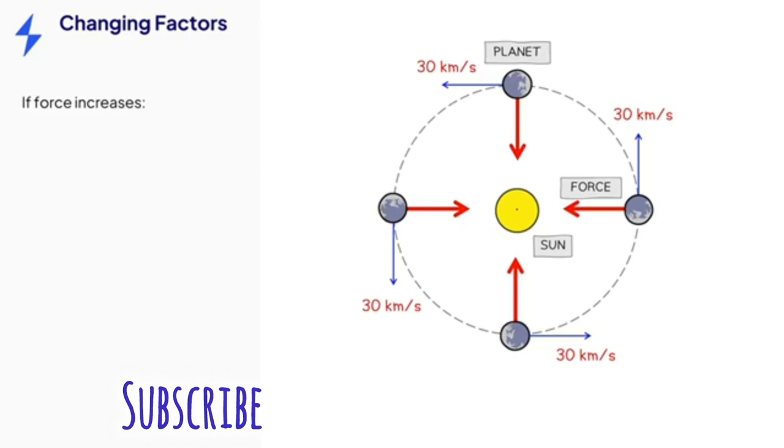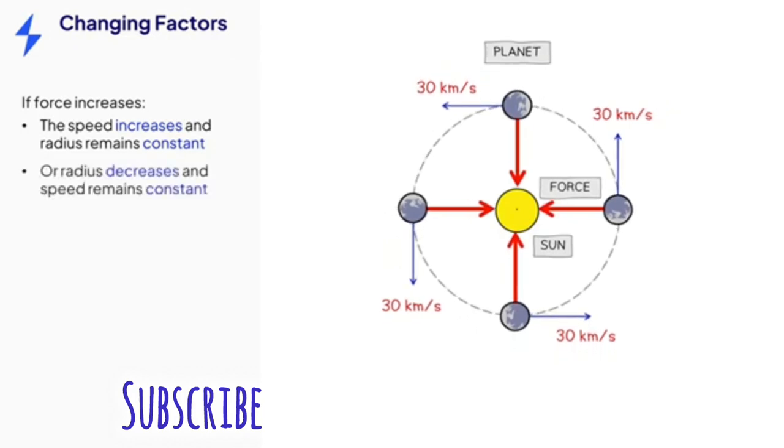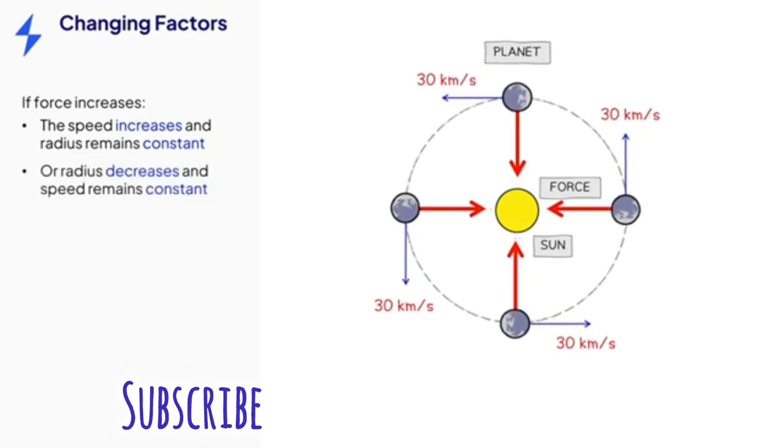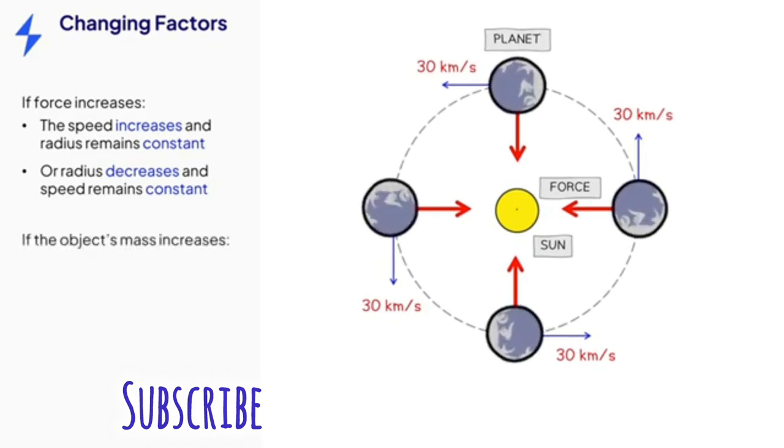You need to be familiar with how changing variables affects others in circular motion. If the centripetal force increases in size for an object with constant mass, the object's speed may increase while radius stays the same. Or, if we go back to our original setup and the force increases, then the radius of the circular path will decrease when speed remains constant. Going back to our original scenario, what if the object in circular motion had a greater mass? Well, in this case, to maintain the same radius and orbital speed, centripetal force must increase.